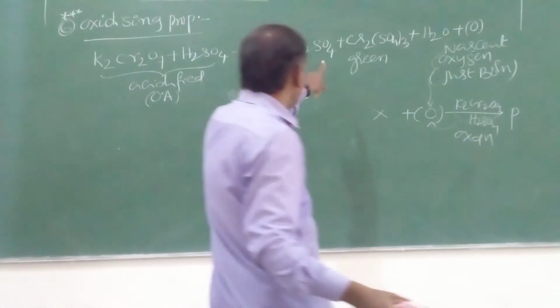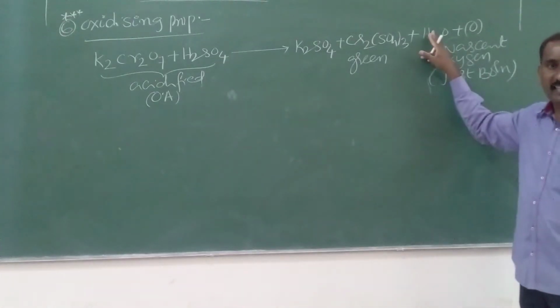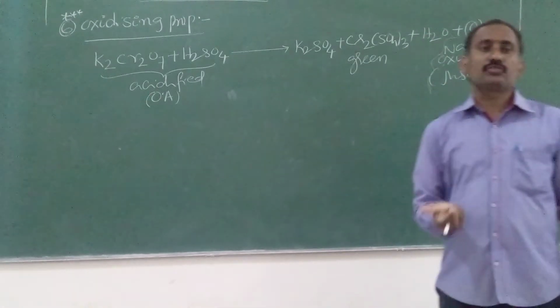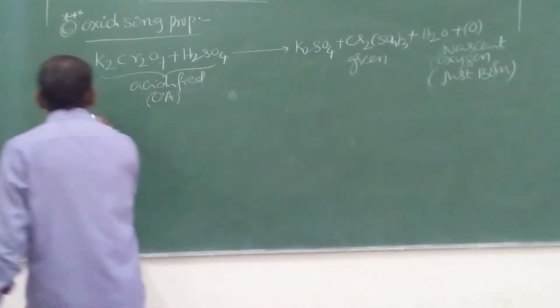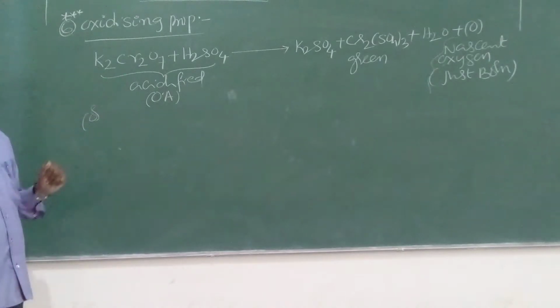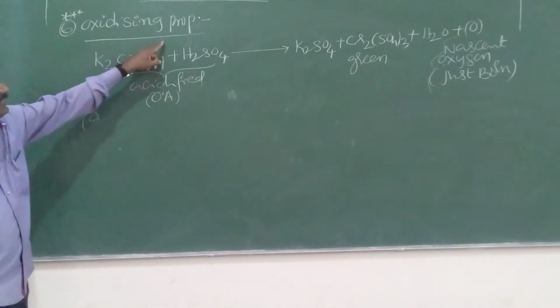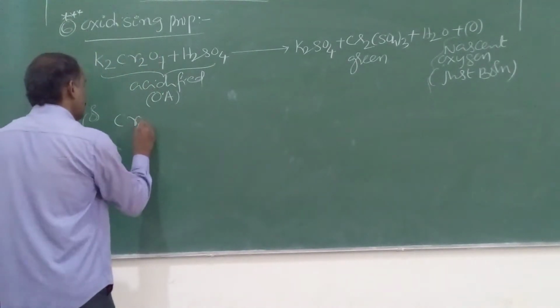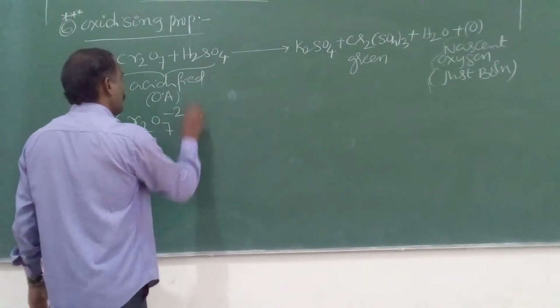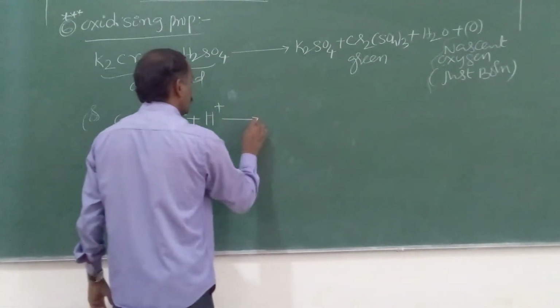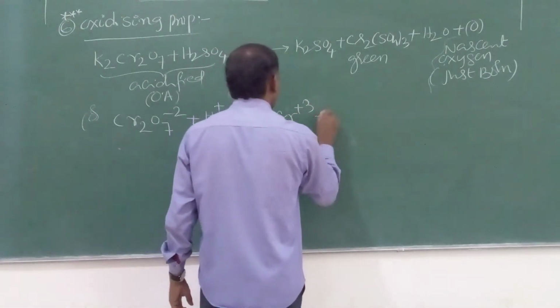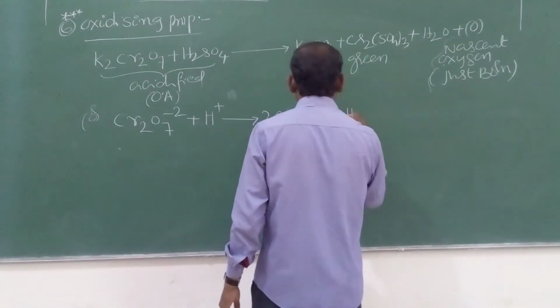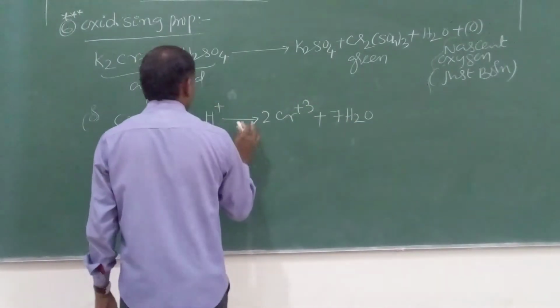Very important. Anyhow, this reaction is not required. Just here you should remember the reason. Why does acidified potassium dichromate act as an oxidizing agent? Because it provides nascent oxygen, which is used for the oxidation process. Otherwise, instead of remembering this molecular equation, you should remember a simple ionic equation. This is the molecular equation. If we remove these two potassiums, a charge of minus 2 comes. In any compound, the first part is positive, the second part is negative. Therefore, Cr2O7 2- plus H+ gives rise to 2Cr3+ plus 7H2O.